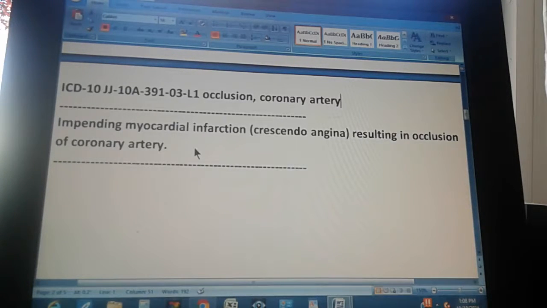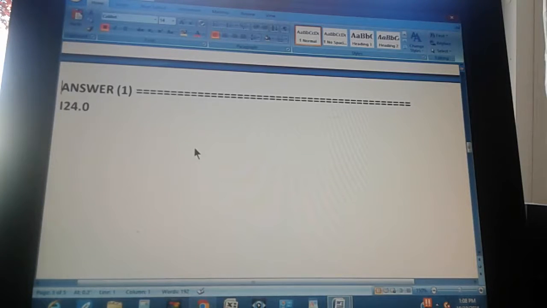Now we're going to count to 3, so you can pause the video and give us the ICD-10 code for this diagnosis. 1, 2, 3. Okay, the answer is I24.0. I24.0. You got that? If you got it, congratulations.